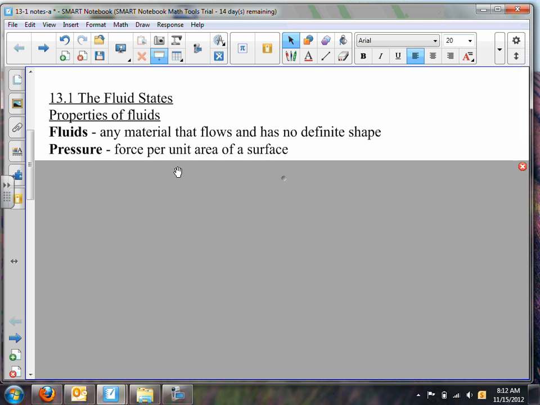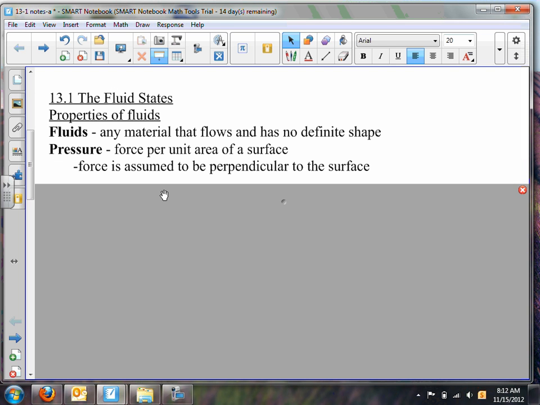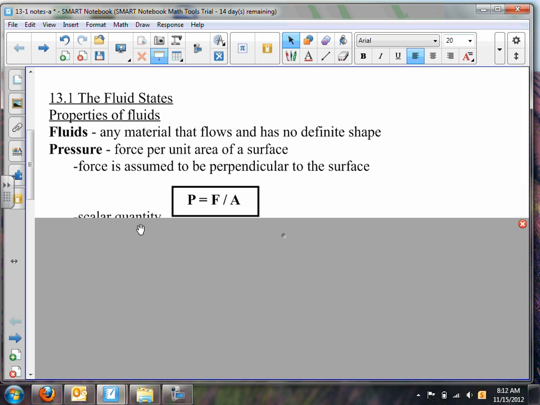Pressure is defined as the force per unit area of a surface. And the force needs to be perpendicular to the surface. If it's not, we could actually resolve that into the perpendicular component to find the force that's perpendicular, but for this class or this test, we will just assume the forces acting on them are always perpendicular. Here's your equation for pressure, force divided by area.